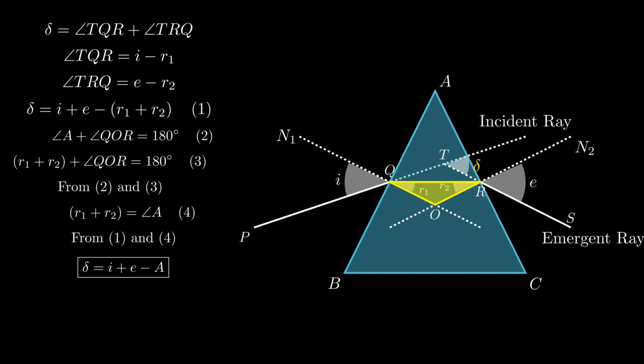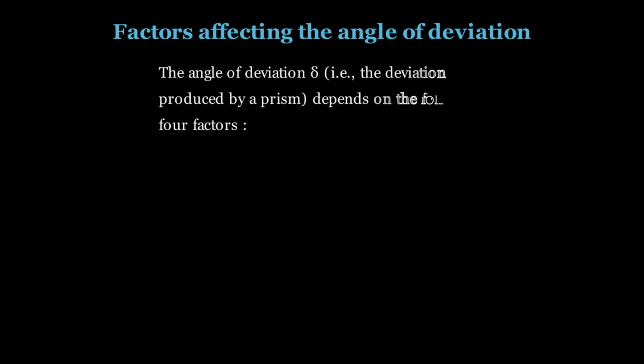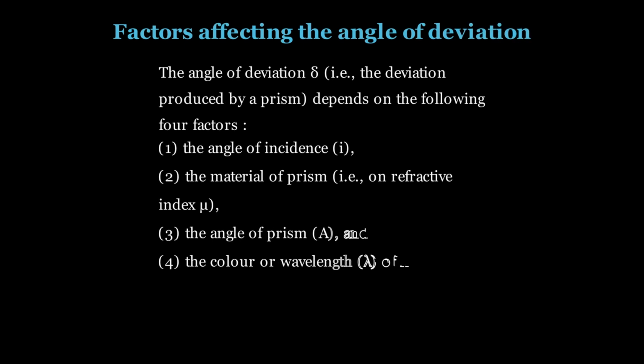Looking at the final expression, we should understand that the angle of deviation depends upon the following 4 factors. Number 1, the angle of incidence I. Number 2, the material of the prism. Number 3, the angle of the prism A. And number 4, the color or wavelength of light used. We will understand each of their dependence in a detailed manner. Let us first begin with the angle of incidence.